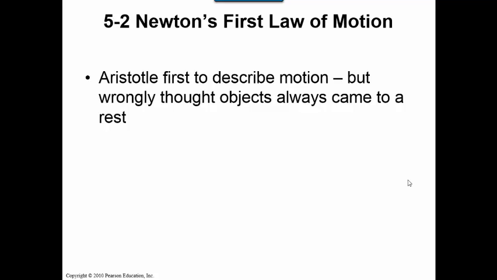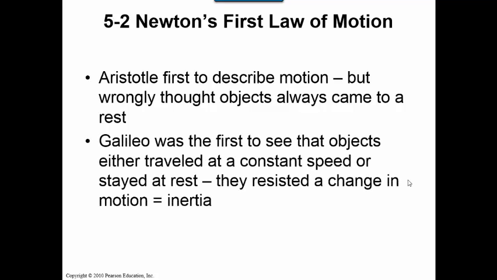It wasn't until Galileo came onto the scene that he was the first one to see that objects traveled at a constant speed or stayed at rest. And so he kind of changed the description of the natural motion of objects. He said either an object will stay traveling at a constant speed or it can stay at rest, because they wanted to resist a change in motion.